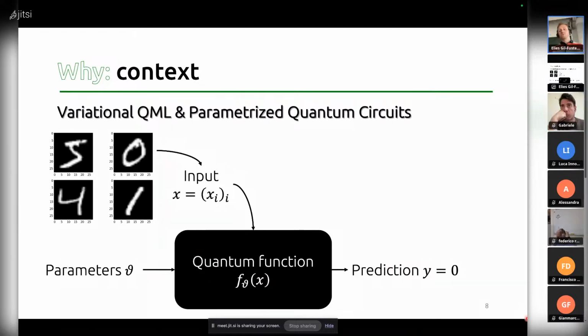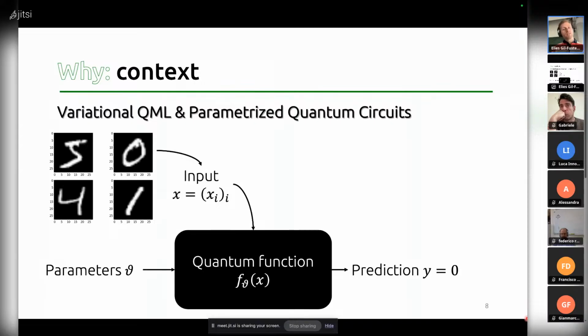We look at the input and we say, okay, this is nothing but a very long vector. So somehow I'll take this very long vector of inputs x. I will take another long vector of parameters theta, and I will evaluate some quantum function that depends both on x and theta, and that will make a prediction. And the label I assign will be just based on this prediction.